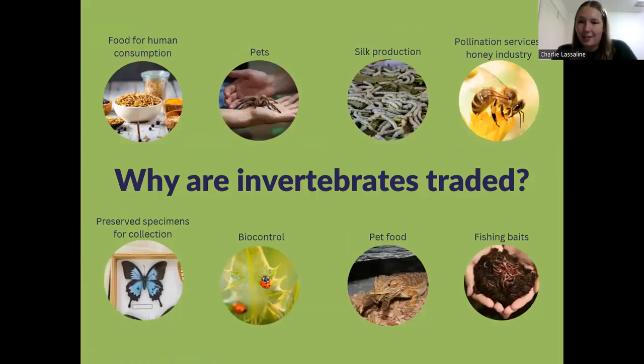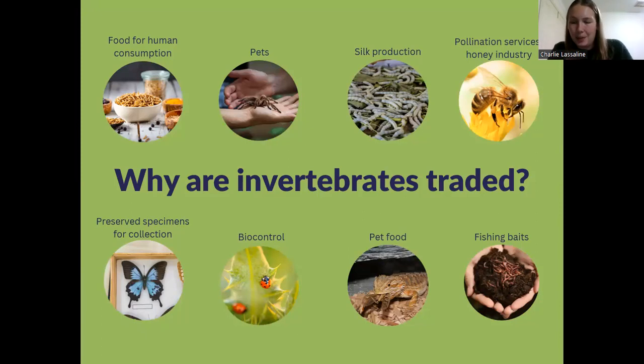So invertebrates are traded around the world for a huge range of reasons. Here are some of the most common ones. So food for human consumption, for pets, for silk production, and this is exclusively silkworms, for pollination services and the honey industry, and this is usually honeybees, preserved specimens for collection.